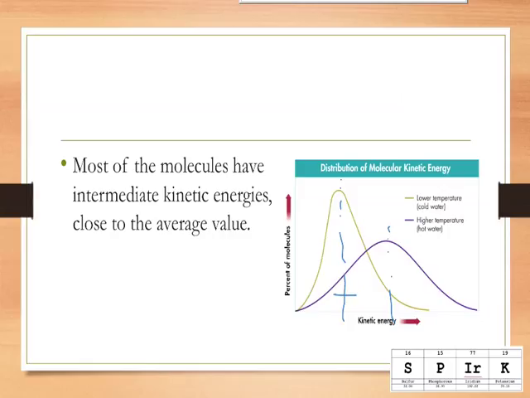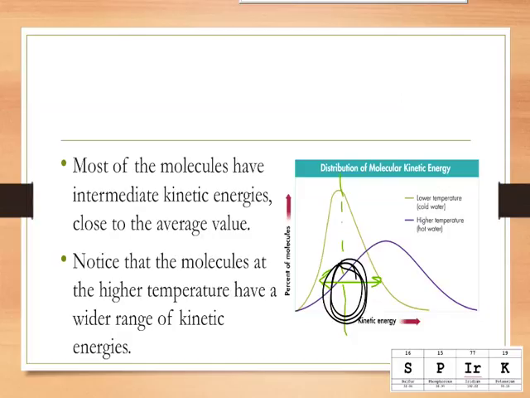As we look at this distribution for the purple curve, it's pretty wide, but most of our gas particles are going to lie about this range. If we look at the cold water, it's not as wide. So most of our gas particles are going to hang out around this average kinetic energy. Notice that the molecules at the higher temperature have a wider range of kinetic energy. So that purple curve, that higher temperature, the wider range of kinetic energies is more prevalent with the higher temperature.